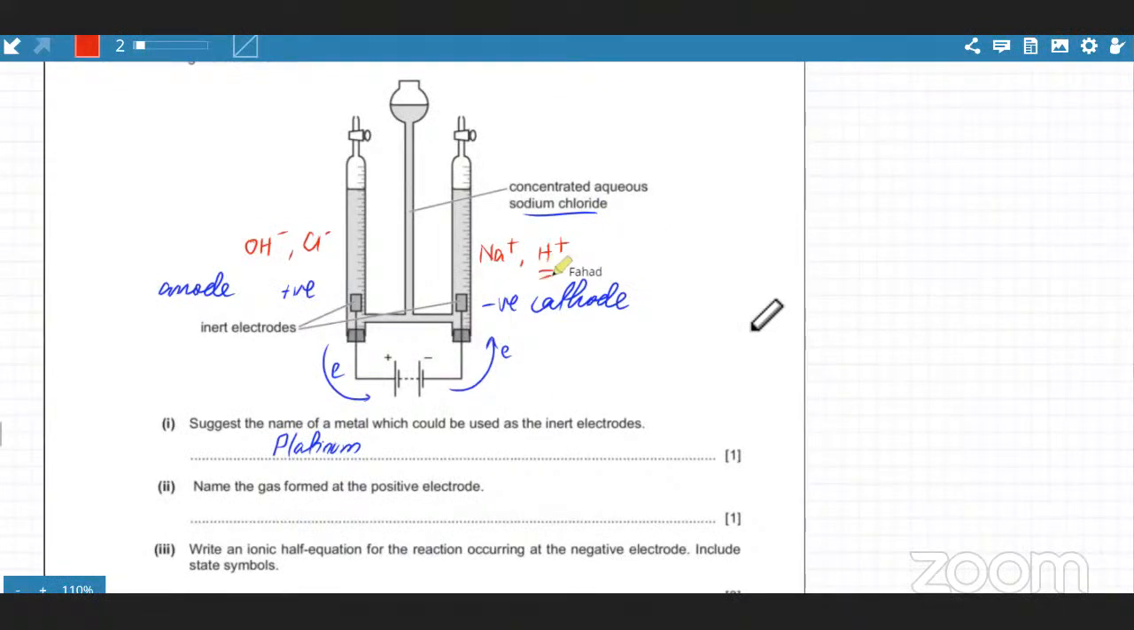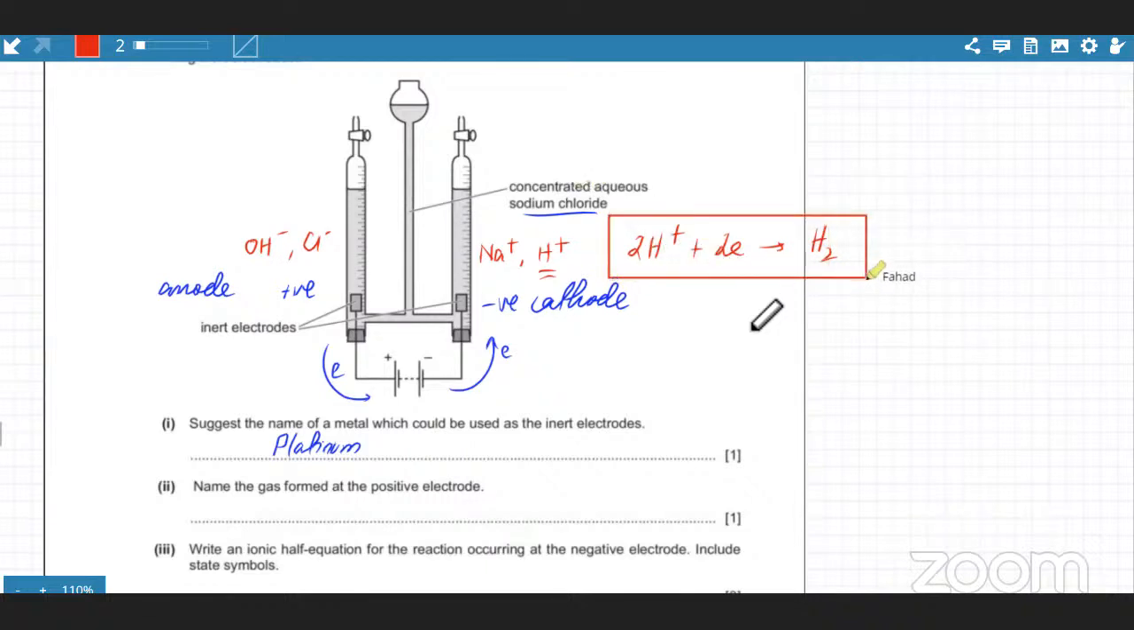So in this case, it's going to be H plus one, and it's diatomic. So it's going to be 2H plus one, and it's going to gain two electrons to form hydrogen gas. So that is the reaction that's going to happen on this side.